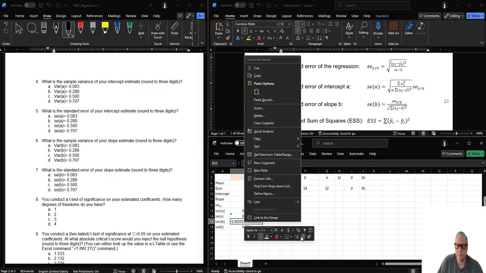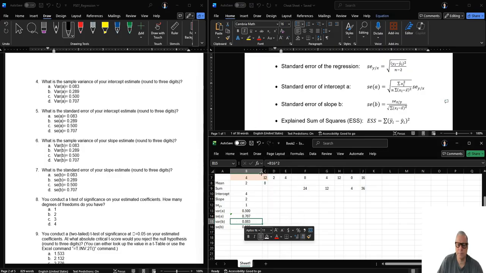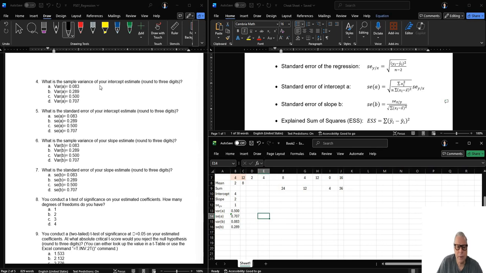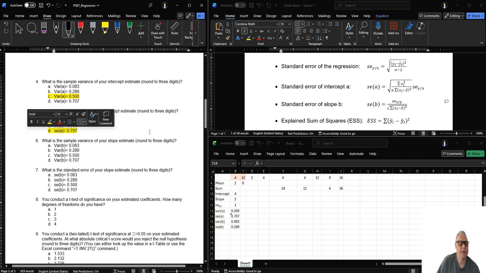Okay, so what is the sample variance of your intercept? That is the 0.5. What is the standard error of your intercept? Round to 3 digits, 0.707. What is the sample variance of your slope estimate? That's the variance of B, 0.083. What is the standard error of your slope estimate? That's the 0.289.